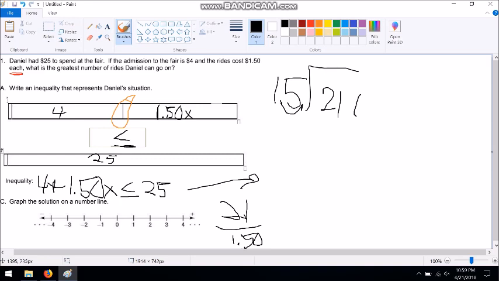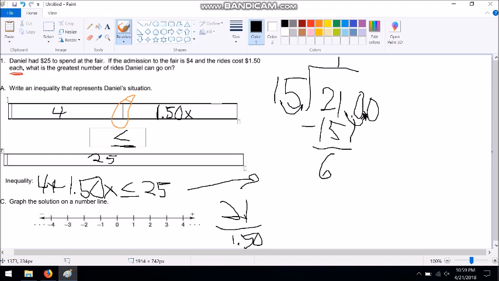So it's 15. But when we move a decimal point on the outside, we have to move a decimal point on the inside. So we'll have 210 now instead of 21. So 15 goes into 21 one time. We're going to do long division, and we know that 15 times 1 is 15, and we subtract that from 21, giving us 6.